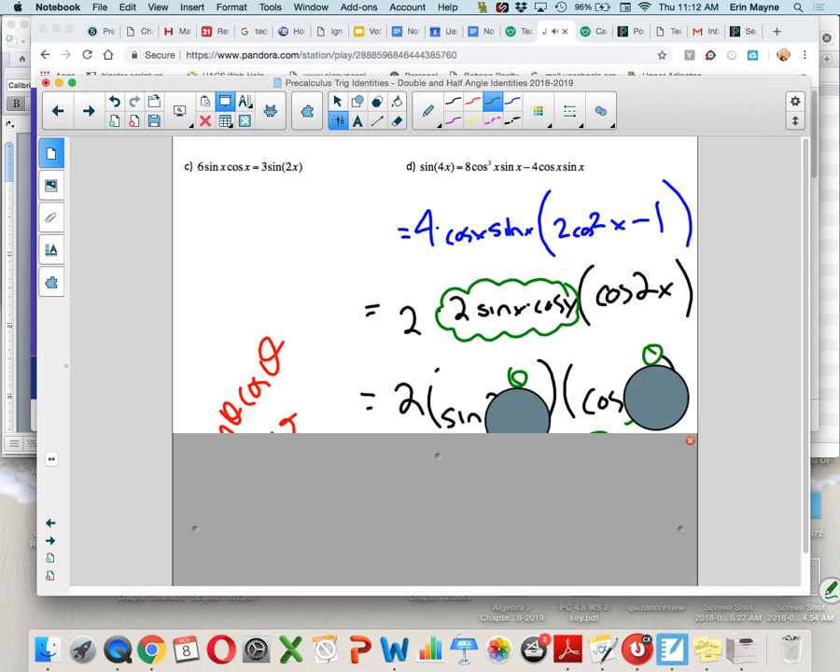That's the sine of 2x. So really what I have is 2 sine of 2x, cosine of 2x. If you see that, what's there in black? Will you raise your hand?